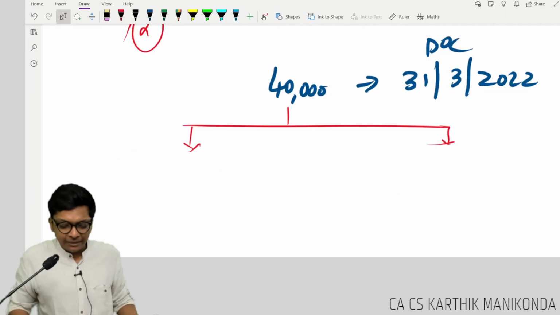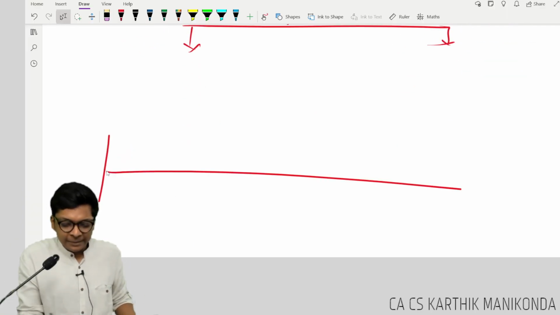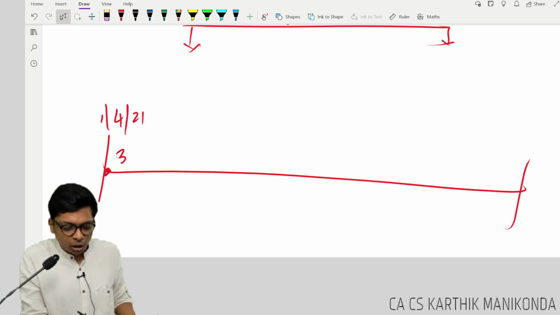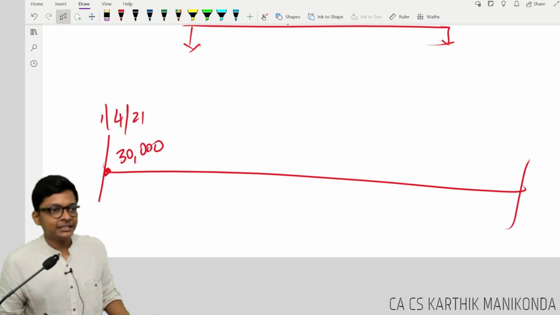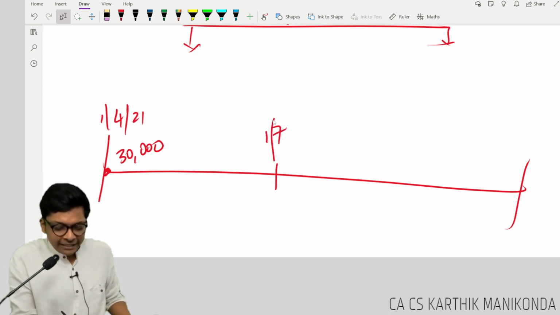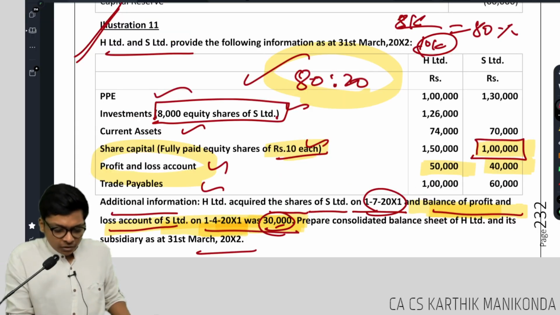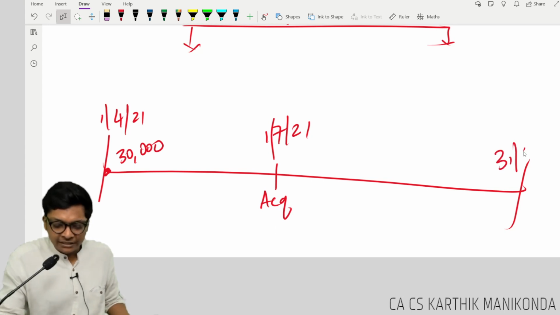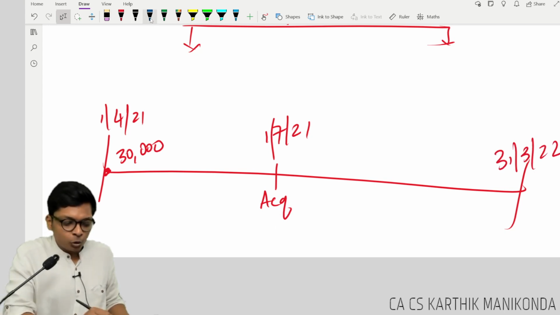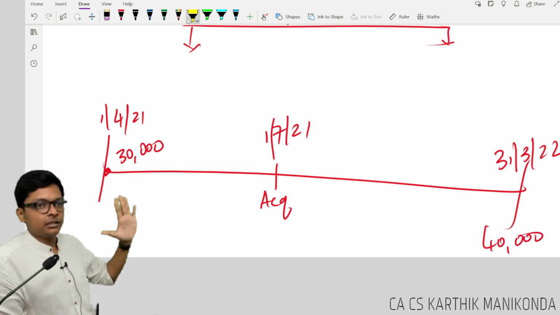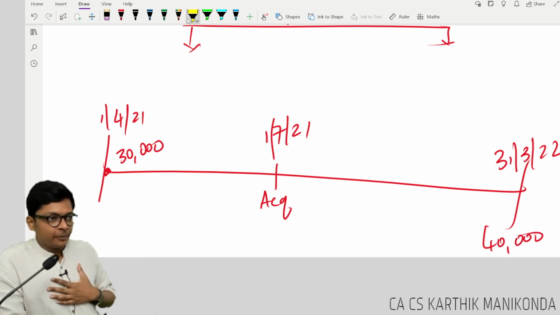So if I put a timeline, just tell me if this is correct. Okay. 1st April 2021 was 30,000. Are you following, guys? 1st July 21 acquisition took place and I am preparing balance sheet on 31st March 22 when my reserves was 40,000. Is this correct? Did you understand this, everybody?